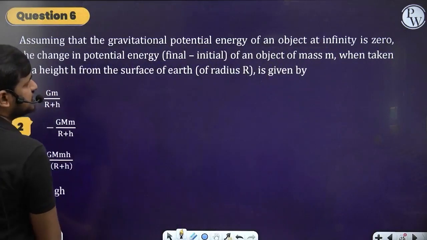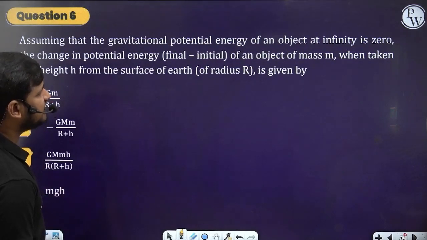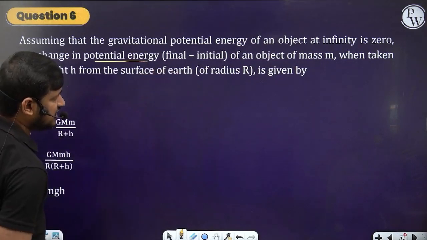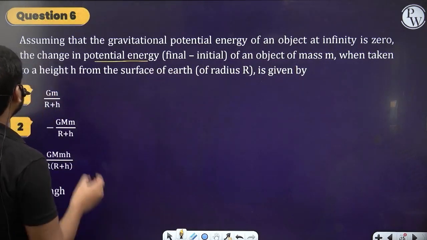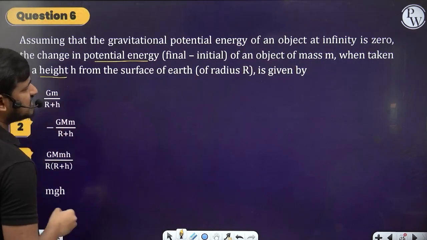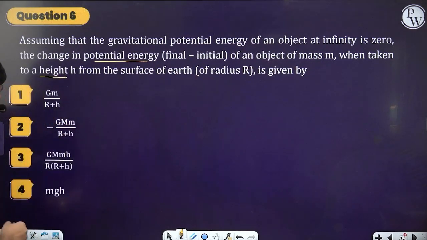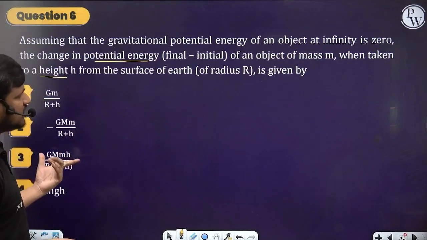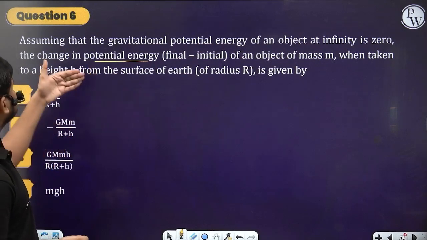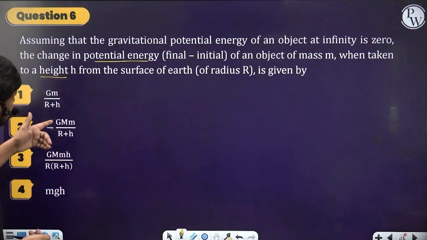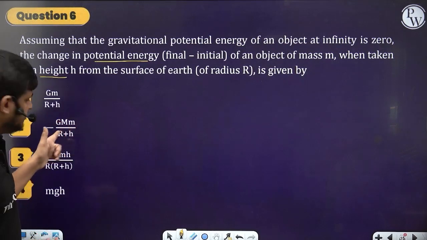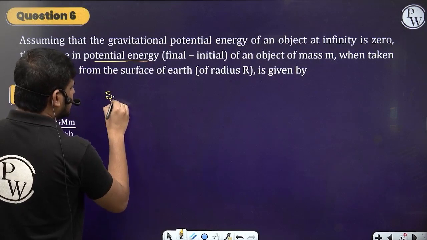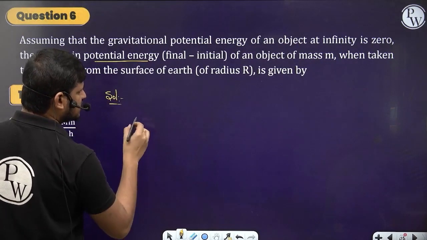Assuming that the gravitational potential energy of an object at infinity is 0, the change in potential energy, final minus initial, of an object of mass m when taken to a height h from the surface of the earth is given by, see here. We know the direct formula as mgh by 1 plus h by r when it is taken from the surface of the earth to some height h. But here it is given in terms of capital M and small m, and r plus h terms are also there. So let's write whatever formula that we know.